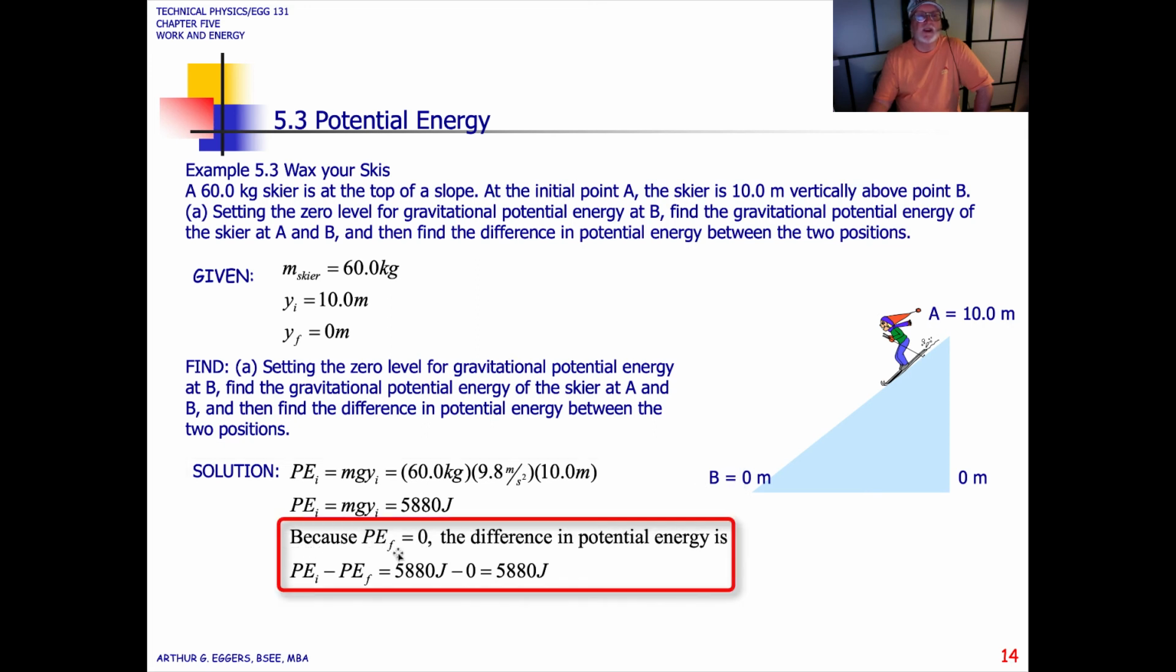Because the potential energy at the bottom, final, is 0, we don't have to do any calculations. We know that it's 0. Why? Well, because there's no energy left once the skier gets to the bottom, and we know that y final is 0. So we end up just taking the difference between potential energy initial and potential energy final. We get 5,880 joules of potential energy.